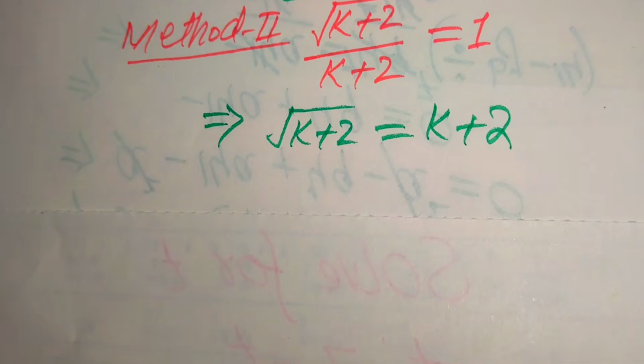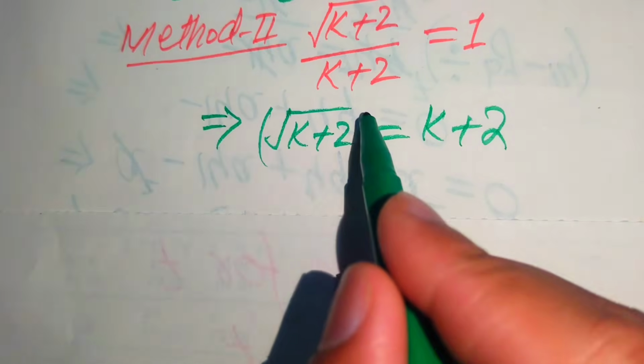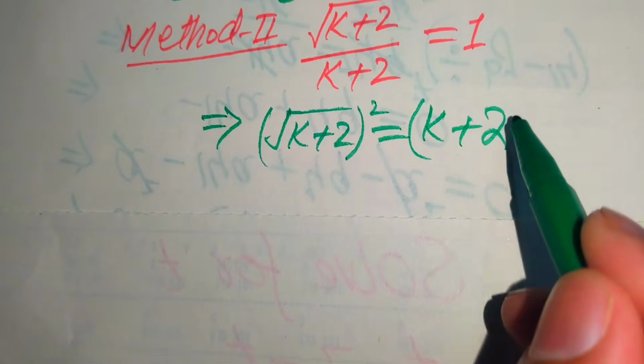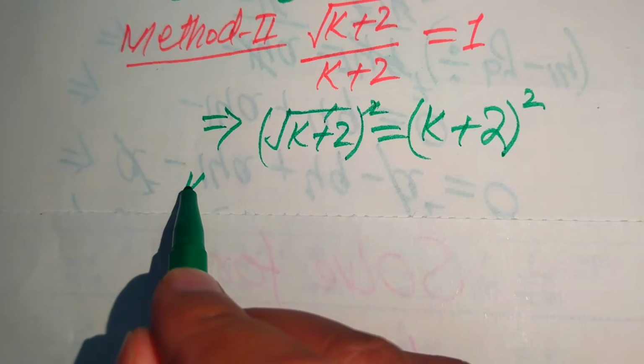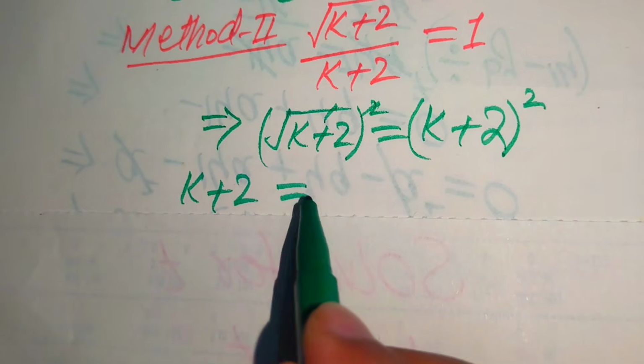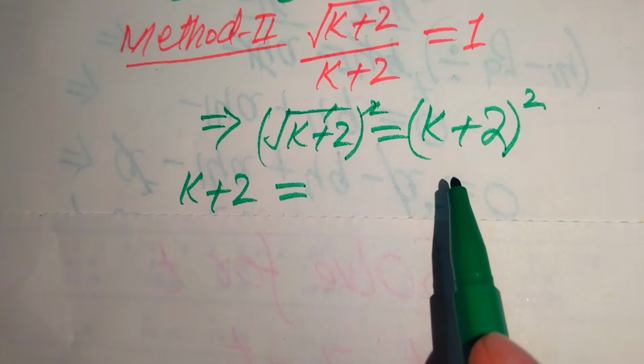And now here in the next step, we need to remove this square root sign from the left hand side, and for this we will apply squaring on both of the sides in this form. So this 2 and this square root are gone, and we get here k plus 2 is equal to, here in the right hand side we will use the nice algebraic formula.